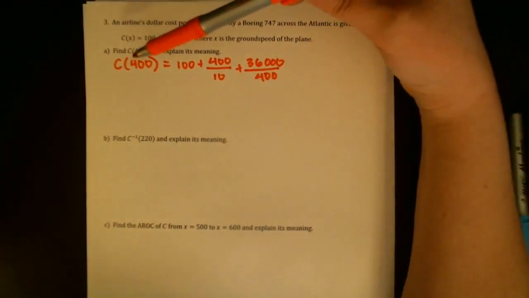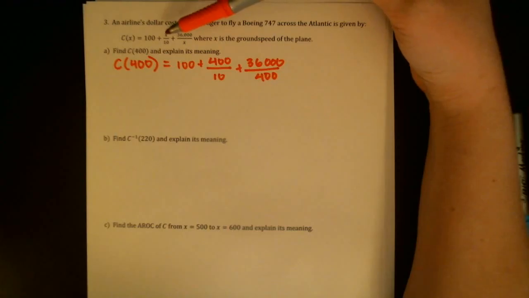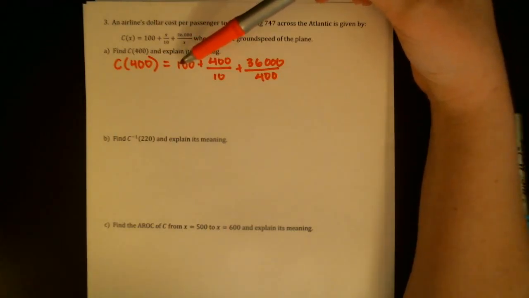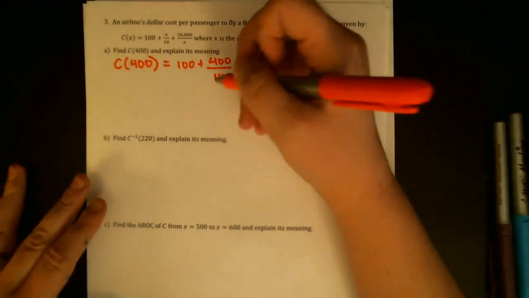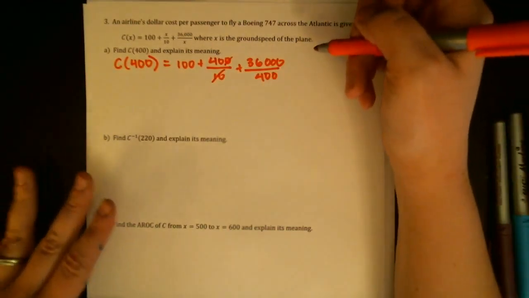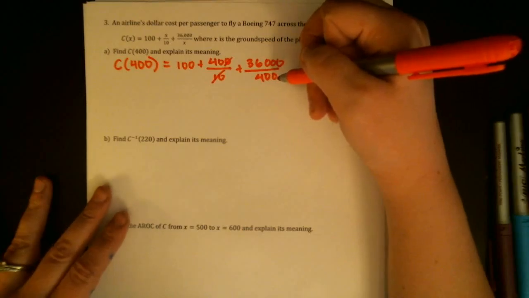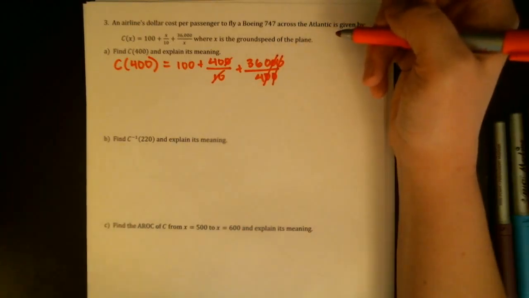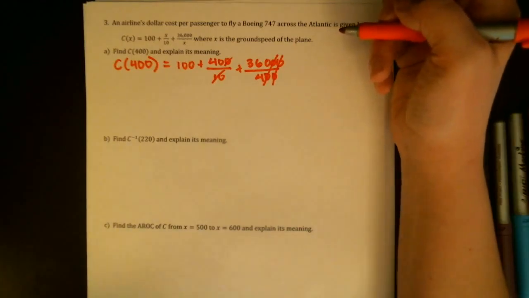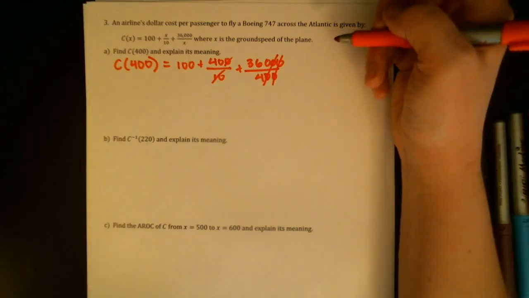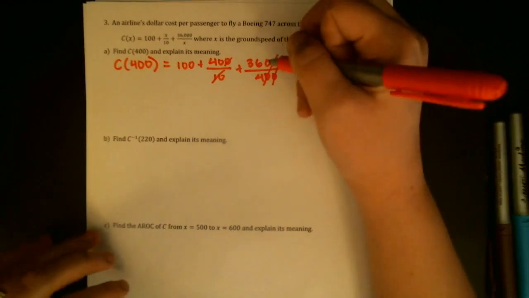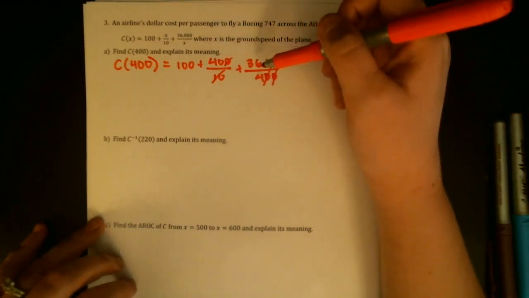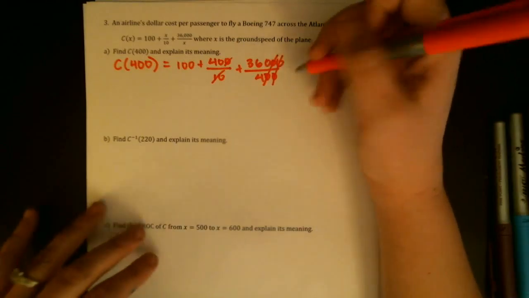So if we would like to find C of 400, we just need to make sure we plug the 400 in for our x's. So we'll get 100 plus 400 over 10. So we can knock off a 0. We're getting 40. And then 36,000 over 400. We can knock off a couple of zeros. Maybe I can do math in my head today. Is that 9 times 4 is 36? Yes. So it looks like we're getting 100 plus 40 plus 90. So 190, 230.